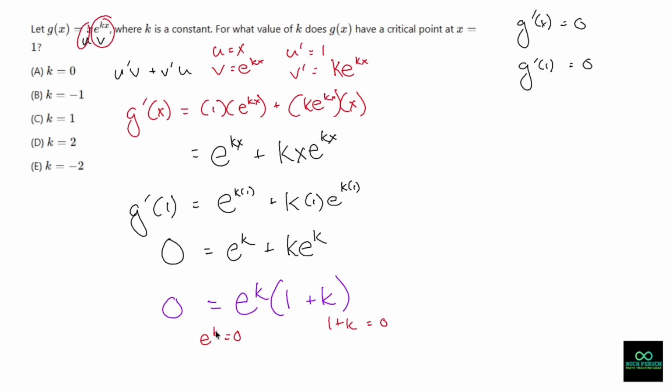Well, what value of k, if I were to use it as an exponent, would get me 0? Nothing. This is exponential. There's no number that, if I were to plug into k, would get me 0. It's impossible, so that one is an impossibility. For this one, all I have to do is subtract 1 from both sides, and k equals -1, which is going to give me b. So a very, very bizarre problem, but that's how you would do it.